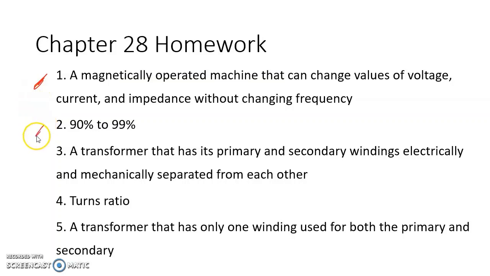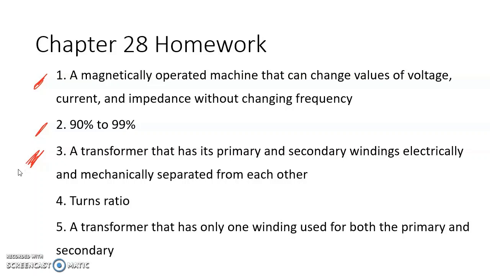Number 2, what are common efficiencies? Transformers tend to be very, very efficient, certainly in the 90% range, 90 to 99%. Number 3, what is an isolation transformer? That's one where the primary and the secondary windings are physically, electrically separated from each other. So the primary and the secondary are isolated from each other.